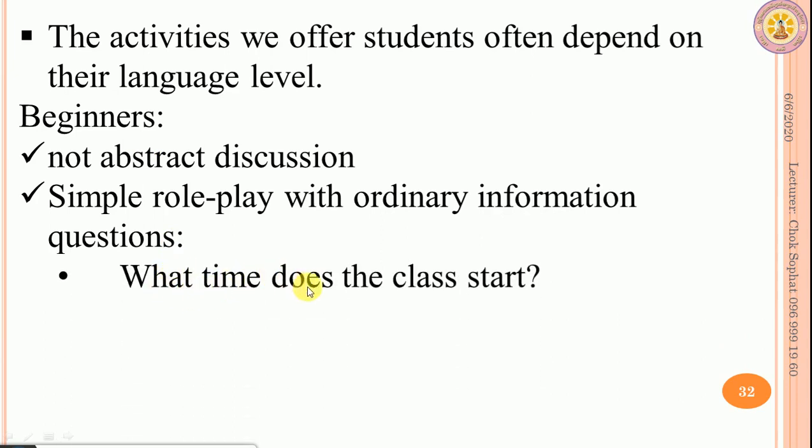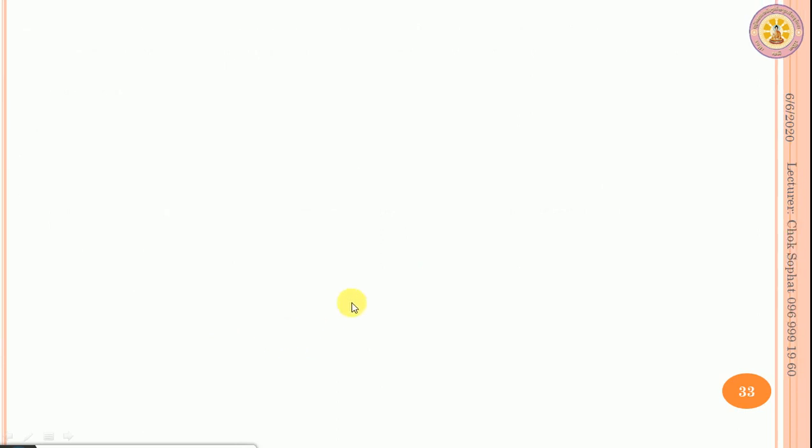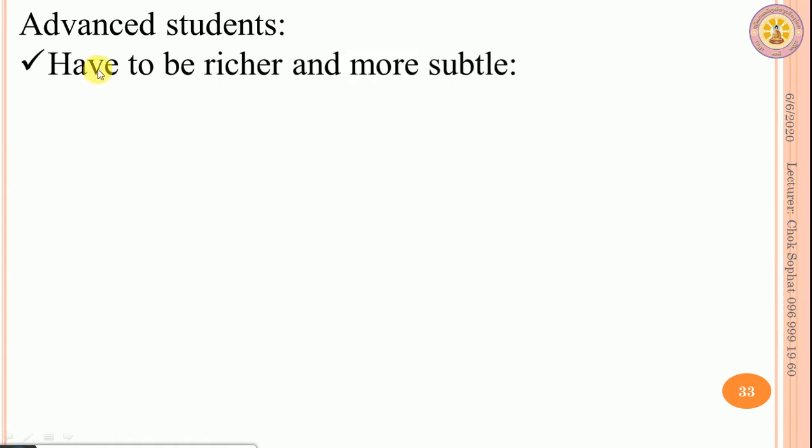Example, what time does the class start? What are the school rules? Just examples like that. For advanced students, it has to be richer and more subtle. So at advanced level, the language we use in the activity must be richer. We can set activities that are different from the beginner level.